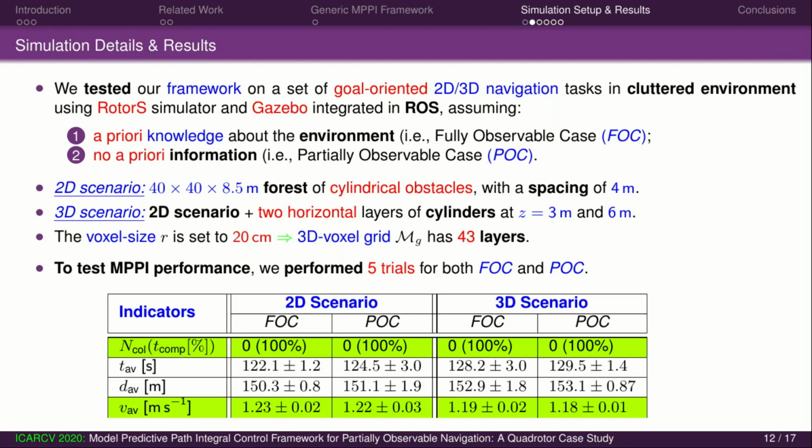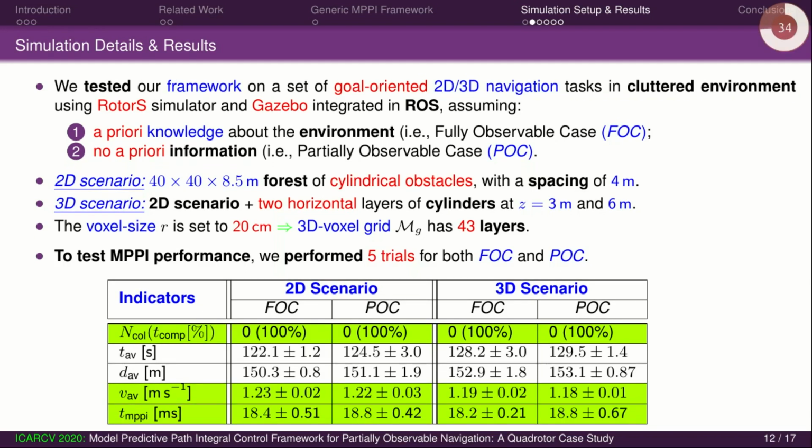We can clearly see that the robot is able to navigate safely in the cluttered environment with an average speed of 1.2 meters per second, which is closer to the maximum predefined speed, which is in our case 1.5 meters per second, regardless of the limited field of view of the sensor in both scenarios. The last indicator refers to the execution time of MPPI per iteration. We can see that it's less than 20 milliseconds, which means that MPPI can be running in real time even with the 3D voxel grid.